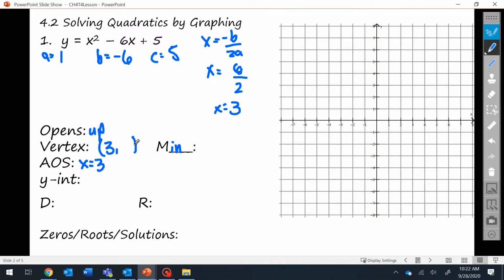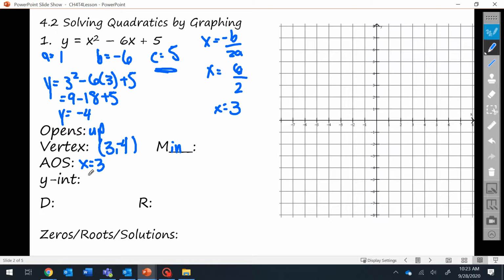To find the y-coordinate of the vertex, we go back to the equation and substitute 3. So we have 3 squared minus 6 times 3 plus 5. 9 minus 18 plus 5. 9 minus 18 is negative 9, plus 5 is negative 4. So the y-coordinate would be negative 4. And since this is in standard form, the y-intercept will be the c value, so (0, 5). Alright, so we can graph all of this.